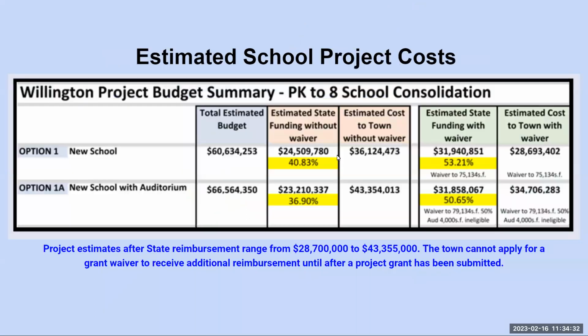The first slide shows the cost for the chosen project, a new school on a new site, pre-K through 8th grade building, and includes pricing with and without an auditorium, which is a second question that is anticipated to be on the referendum. And it also includes information about the state grant space waivers, if one should be awarded. The town cannot apply for a grant waiver to receive additional reimbursement until after a project grant has been submitted.